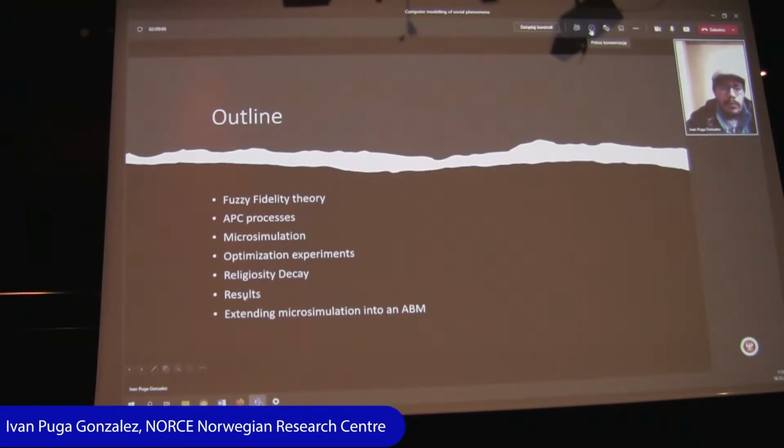Finally, I will go into the results of the simulations and then how we are now extending that microsimulation into an agent-based model.